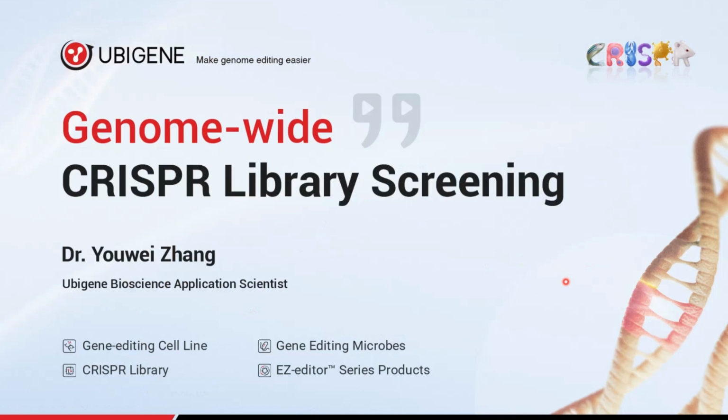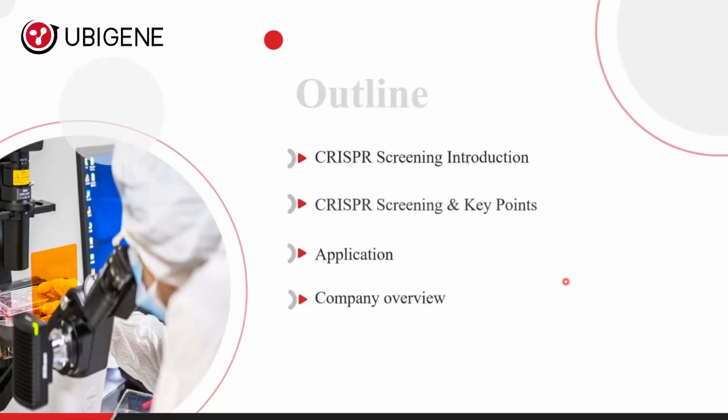Today, I'm going to share with you the genome-wide CRISPR library screening. Here's what we are talking about. We have four parts. First, I will give you the basis on CRISPR screening. Next, I will break down how the screening process works and point out the key steps that really matter. Then, we will explore the different ways CRISPR screening can be used. And finally, I will introduce Ubigene CRISPR library screening and how it might accelerate your research.